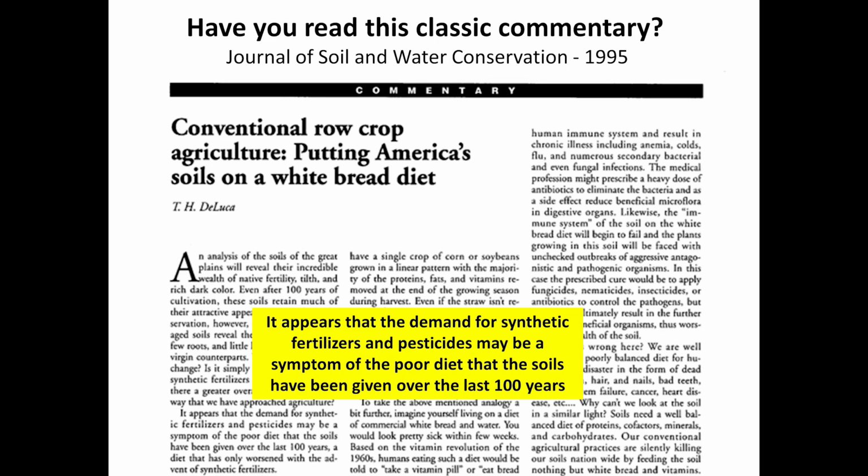So how do we put all these ideas together and think about the effect of agriculture? This is just an opinion piece, a classic opinion piece from now over 20 years ago. But if you haven't read this classic commentary, I recommend that you take a look. It does a very good job of helping us think about what we are doing in our modern production systems, producing very high yields of very simple and very uniform residues. Conventional row crop agriculture, putting America's soils on a white bread diet.